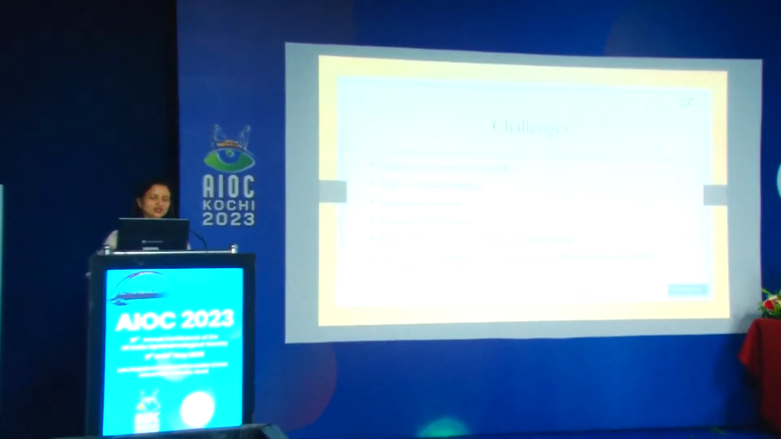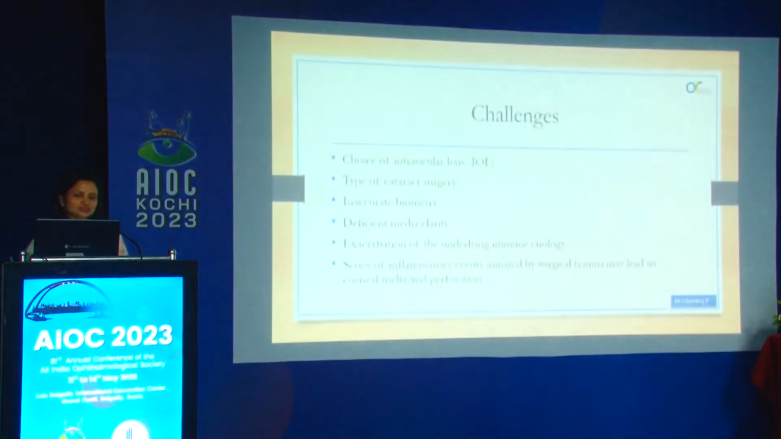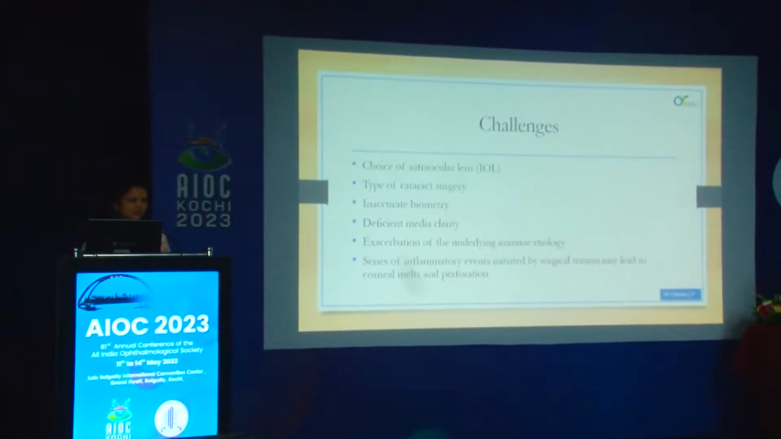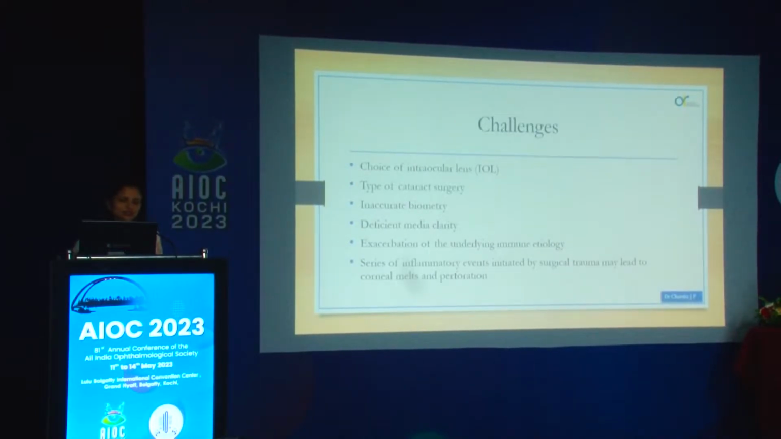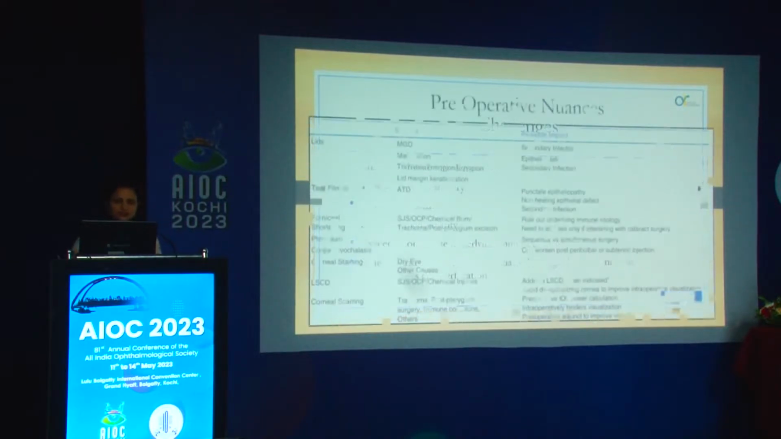And so the challenges, typically, even when there is a dry eye disease, are not just limited to the choice of IOL or the type of cataract surgery, but also begin right before that: the inaccurate biometry, deficient media clarity because of the scarring and variable thinning. And also, there is a worry about exacerbation of underlying immunoetiology, especially in cases like Stevens Johnson's or OCP. Now, the series of inflammatory events which are initiated by the surgical trauma of cataract surgery may also lead to corneal melts and perforation.